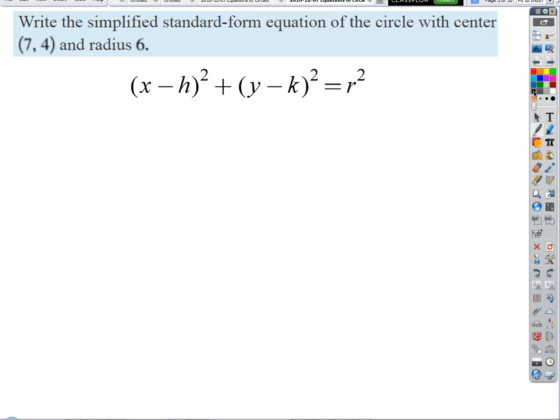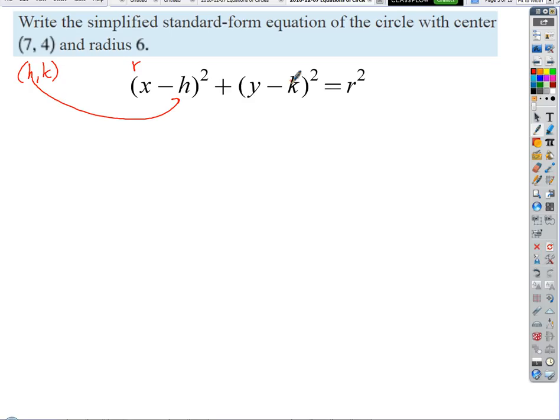7 minus. Okay, good. So 7 is h, isn't it? Right? The coordinates of the center are (h, k), and r is the radius. So h is going to go there, so that's 7. Agreed? K goes there, so that's 4, right?